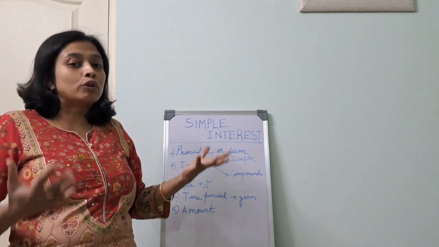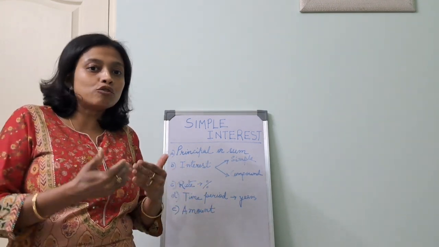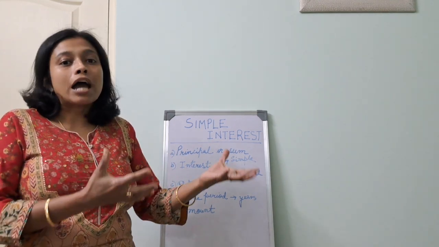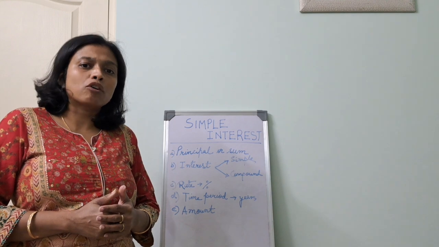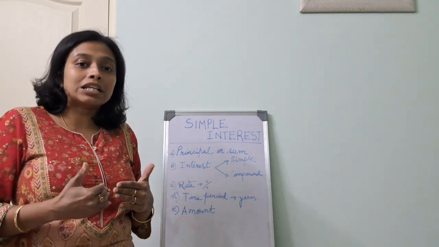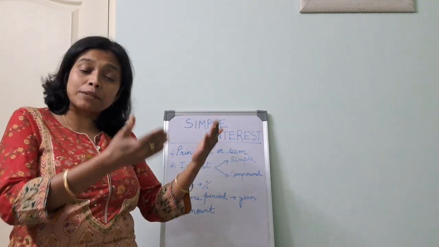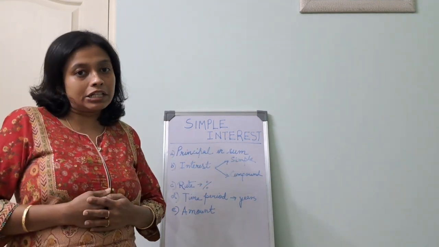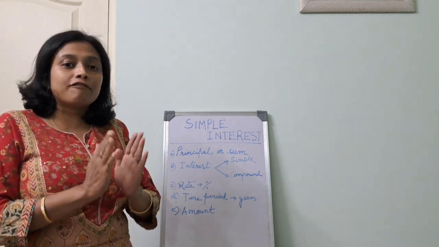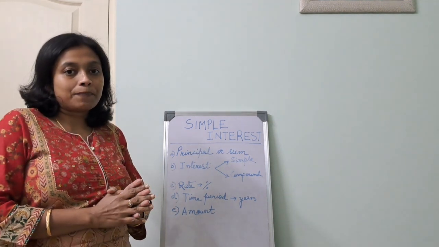Similarly, suppose I am going to build a house. I need 20 lakh rupees, and I don't have 20 lakh rupees with me right now. So I borrow the money from the bank or any financial institution. In that case, that 20 lakh becomes the principal for the bank because the bank is giving that money to me, right? So principal is the first and foremost term related to this chapter.